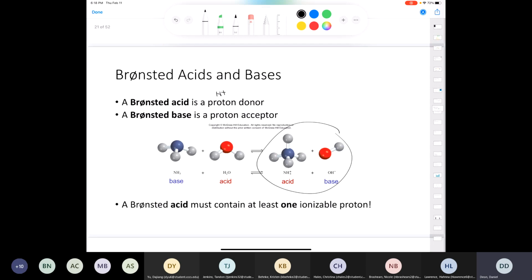Now, if you're wondering, why did you write acid and base over here? Because remember, this is a reversible reaction. So if we think about the reaction going backwards, in the reverse direction, the ammonia would be donating the proton to hydroxide to form water. So since ammonium is donating a proton in the reverse direction, it's considered an acid. And since the hydroxide is accepting a proton in the reverse direction, it's considered a base.